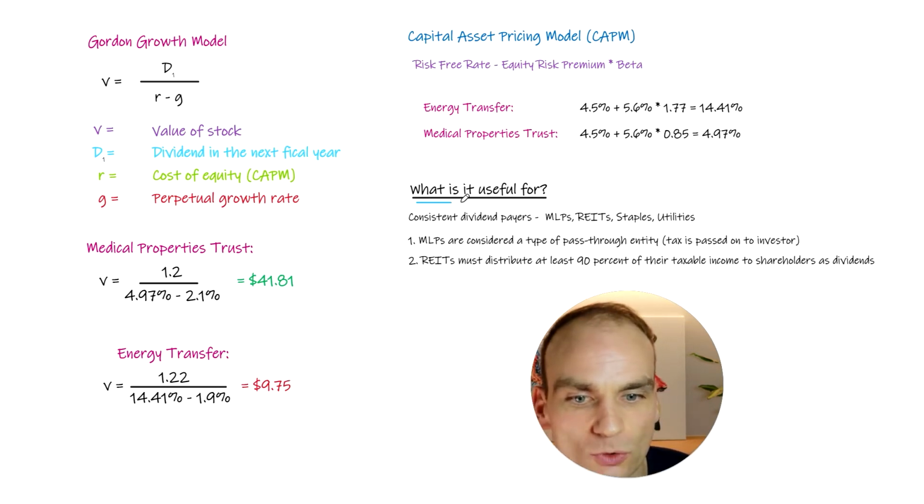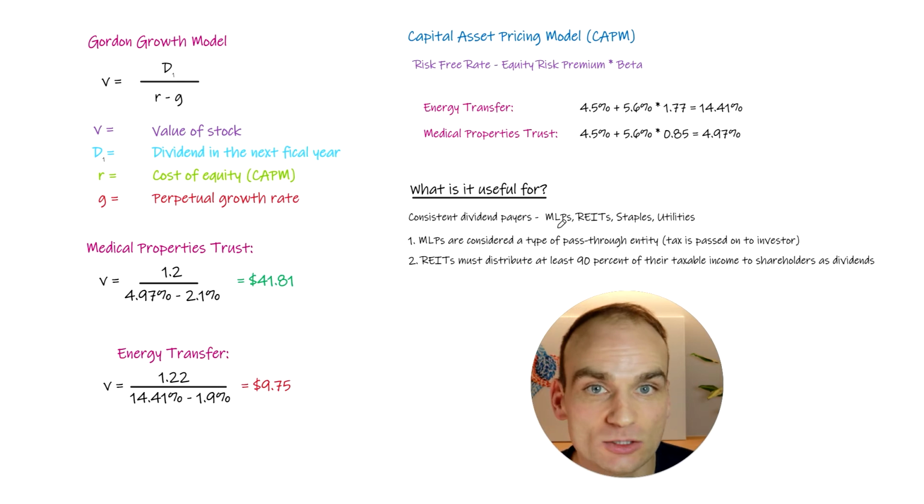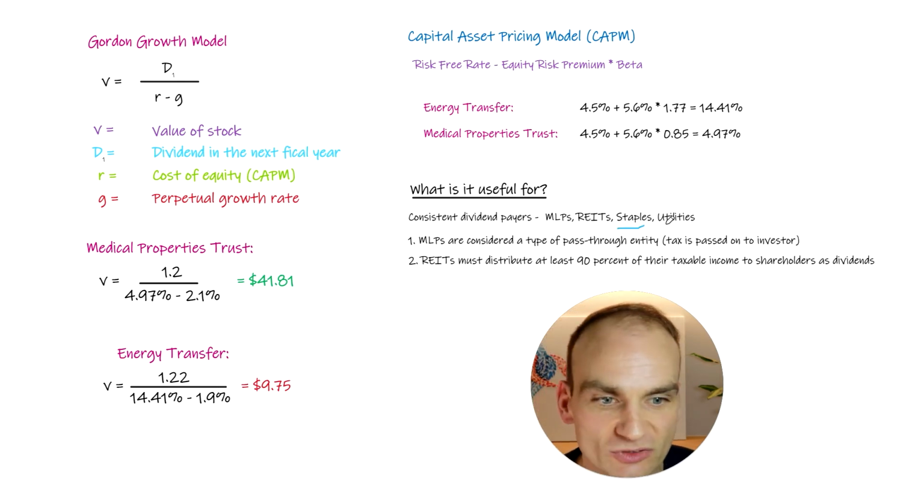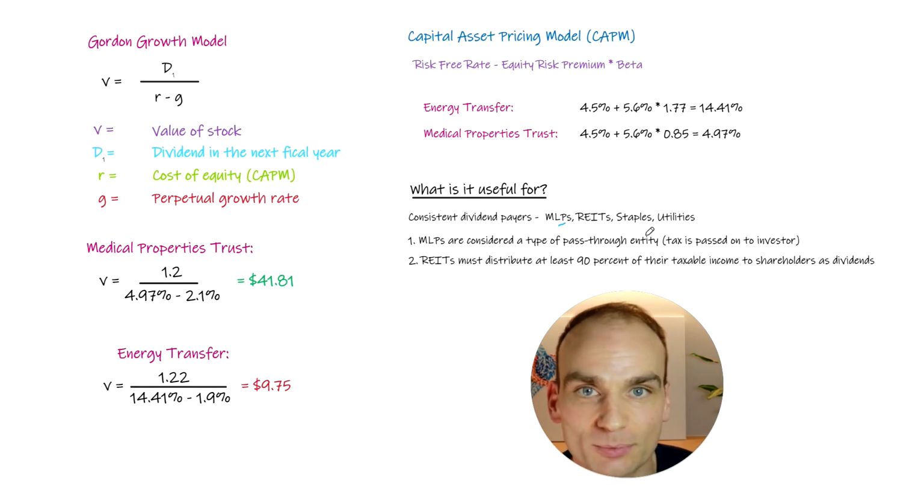What's it useful for, and what are actually some of the drawbacks, which I don't have mentioned here, which are very important? So what it's useful for is valuating companies that are consistent dividend payers. They're more mature businesses, maybe non-discretionary revenue. So for argument's sake, companies operating in the staple sector, companies operating in utilities, or structures like MLPs or REITs.